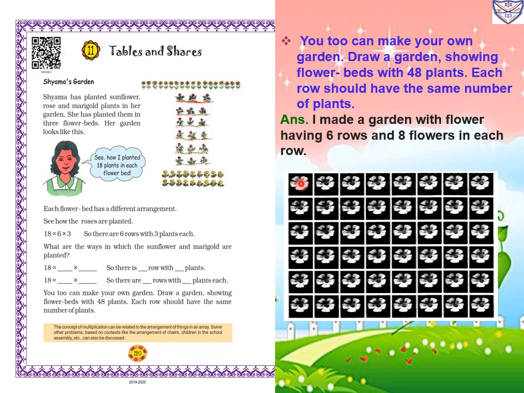So how many rows? 1, 2, 3, 4, 5, 6. In each row how many flowers are there? 1, 2, 3, 4, 5, 6, 7, 8. So 6 eights are 48 plants in our flower bed.